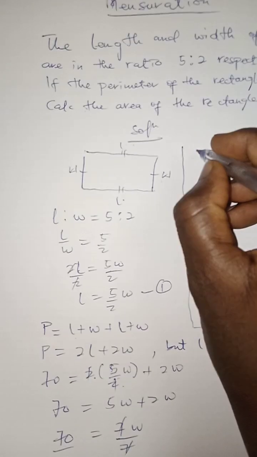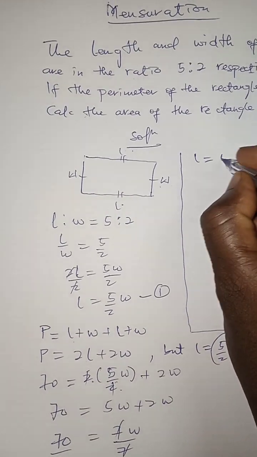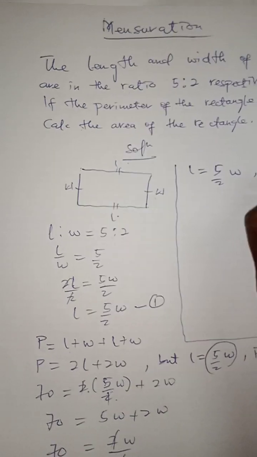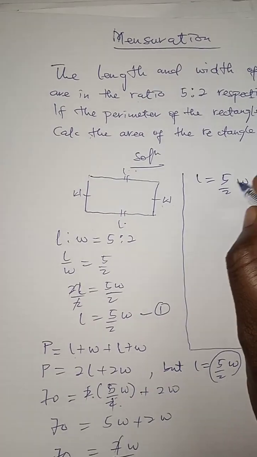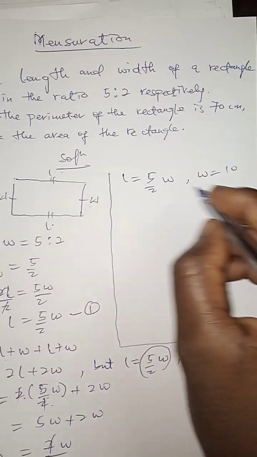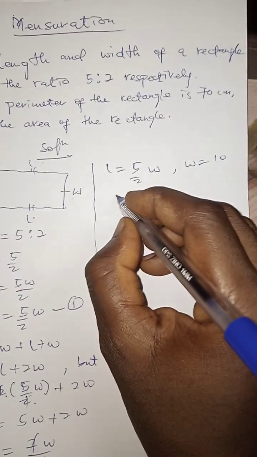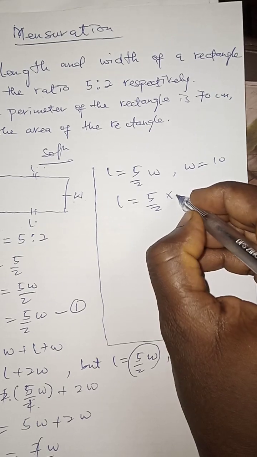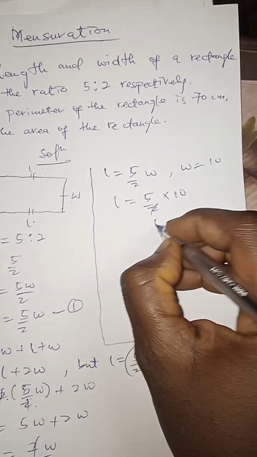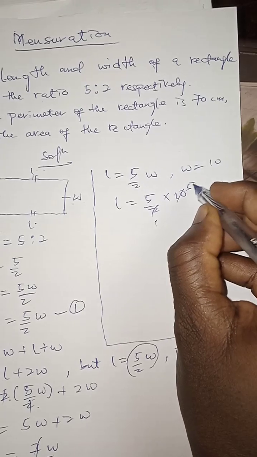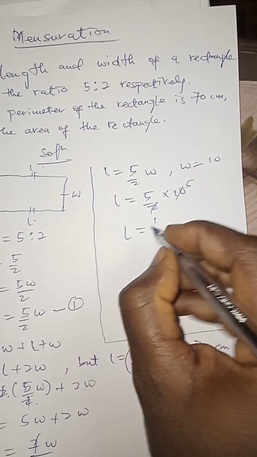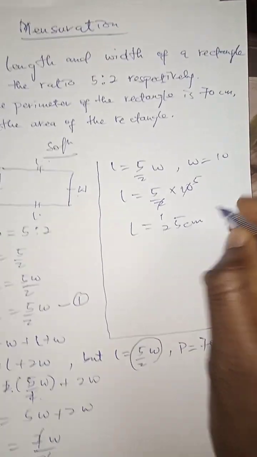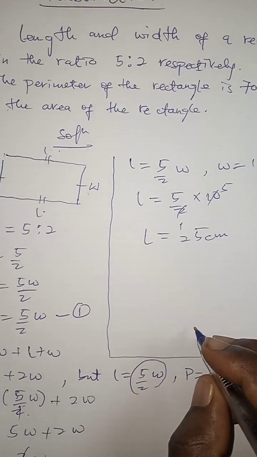In equation 1, we have L is equal to 5 over 2 W. Given that our W is equal to 10, when you substitute, we get L equal to 5 over 2 times 10. So 2 cancels into 10, giving 5. I have that L is equal to 5 times 5, which is 25 centimeters. Okay, so now we've gotten our length.